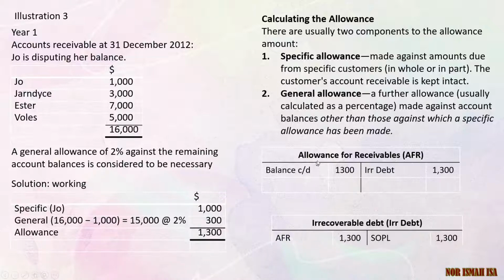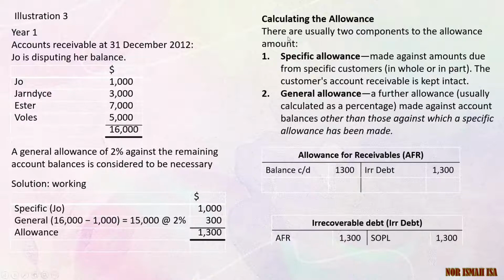1,300. So this is the allowance for that year, the first year. So you just credit allowance for receivable 1,300 and debit irrecoverable debt 1,300. So this will carry forward for next year, 1,300. As for irrecoverable debt, this goes to the statement of profit or loss, 1,300, to reduce the profit for that year.